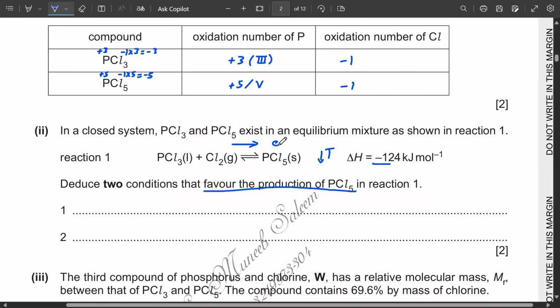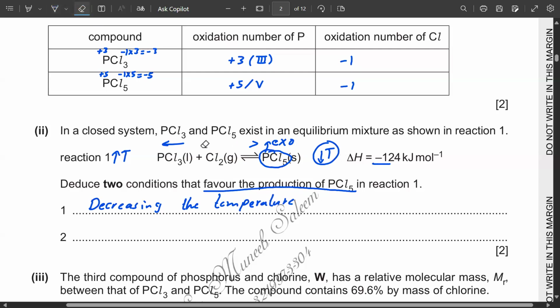In the forward direction, it is exo. And if we increase the temperature, it will move towards the endothermic side, which is on the left side. So here in this case, we need to increase the PCl5 amount. So we'll need to decrease the temperature. So first we will say by decreasing the temperature, it will move in the forward direction to make more PCl5.